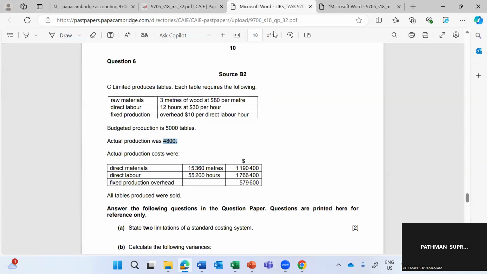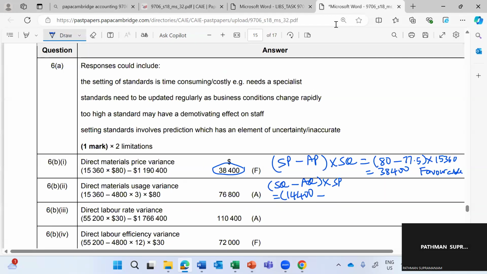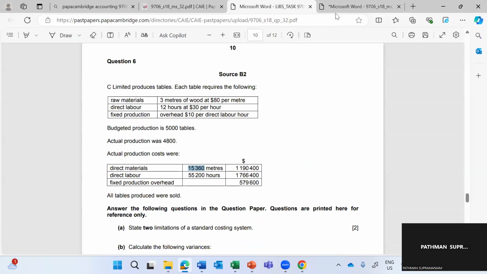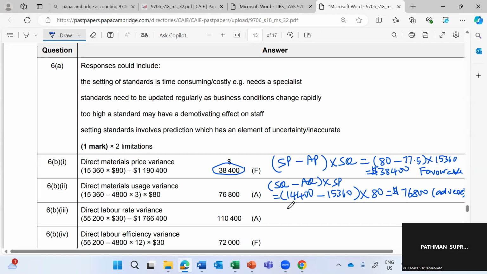14,400 meters. But the actual quantity used was more than 14,400, which is 15,360. So that's bad. It's adverse. So from here, you know your answer is going to be adverse. The standard price is 80. So we'll get an answer of, don't forget to put the dollar sign, $76,800 adverse. Okay, same as the answer given.